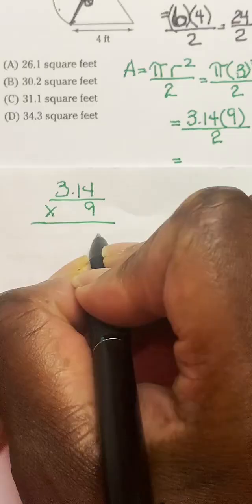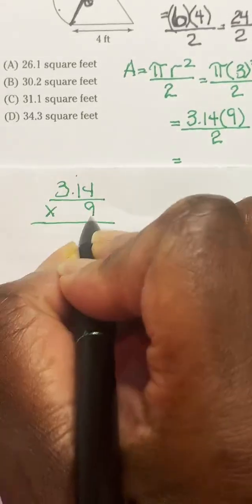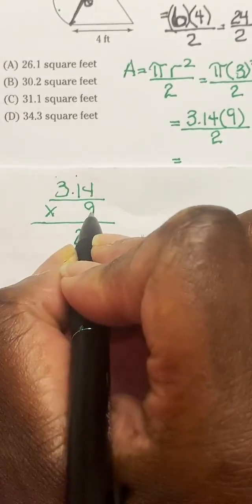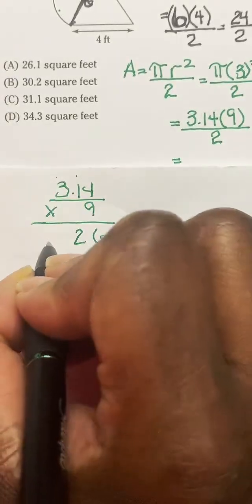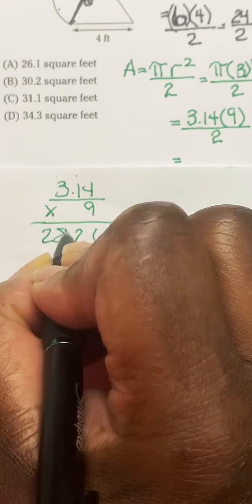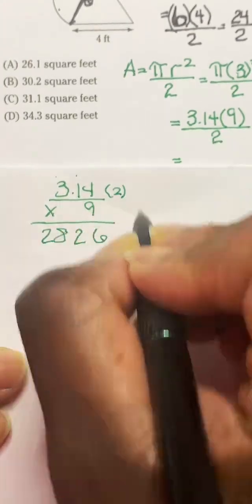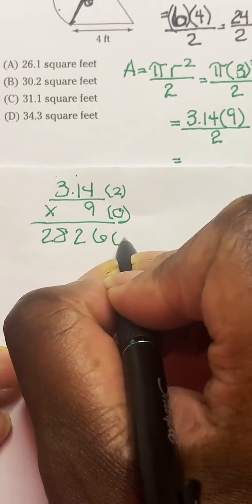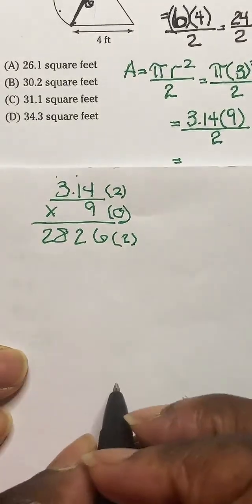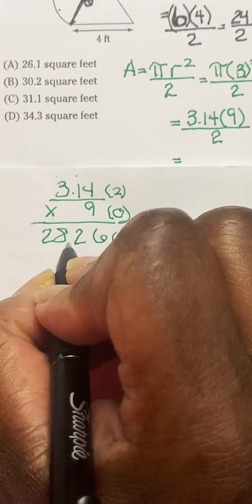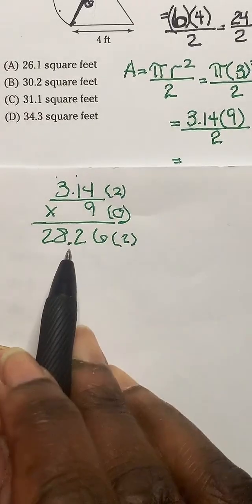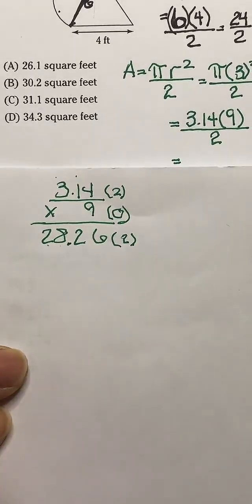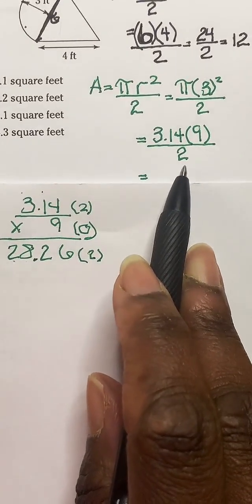So 4 times 9 gives me 36. Carry my 3. 9 times 1 is 9, plus 3 is 12. Carry the 1. 9 times 3 is 27, plus 1 gives me 28. This has 2 decimal places and this has 0 decimal places, so my answer has to have 2 decimal places. So my decimal is going to be right between, making 28.26. But now we have to divide that.